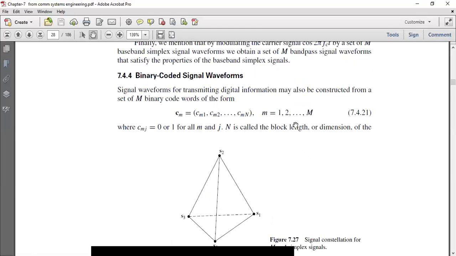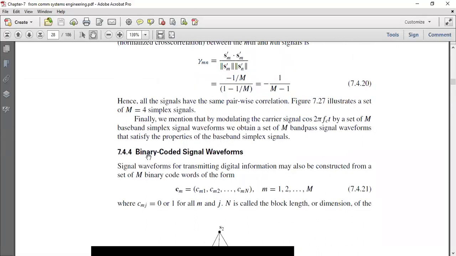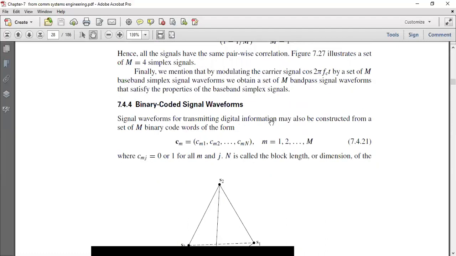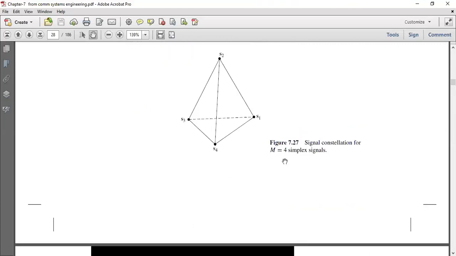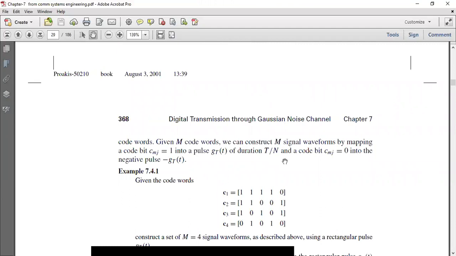Okay. So next, after simplex signals, we'll move to binary coded signal waveforms. This is also very simple. Signal waveforms for translating digital information may also be constructed from a set of m binary code words of the form C_m = (C_m1, C_m2, up to C_mN). So this is a code word. C_mj is equal to 0 or 1 for all m and j. N is called the block length or dimension of the binary code words.